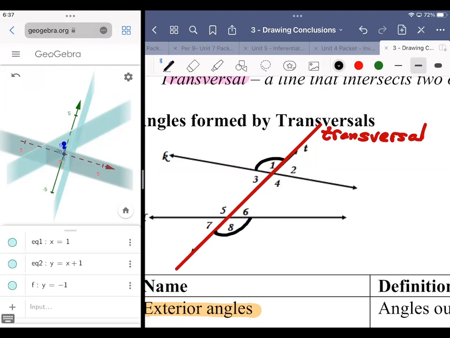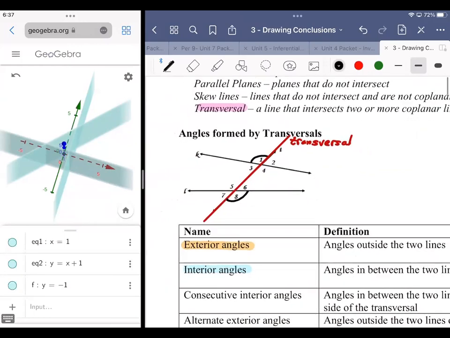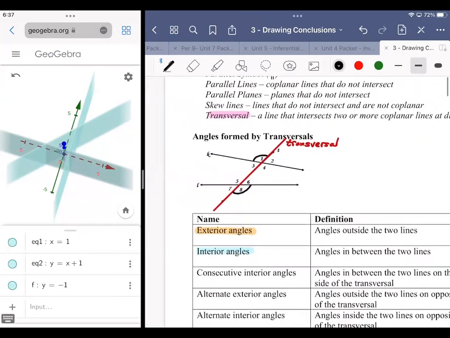All right. And one of the important properties, and one of the reasons why we need to know this, is because if line L and line K are parallel to one another, then those two angles would be congruent to one another, all right? But that's not the case here because L and K are not parallel, but we have two lines cut by a transversal.